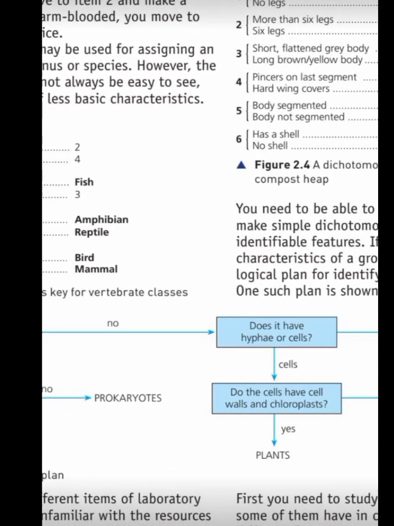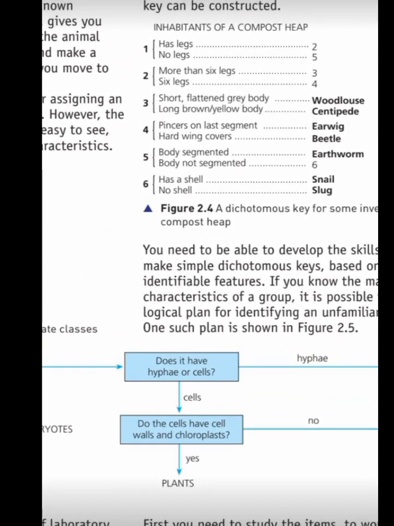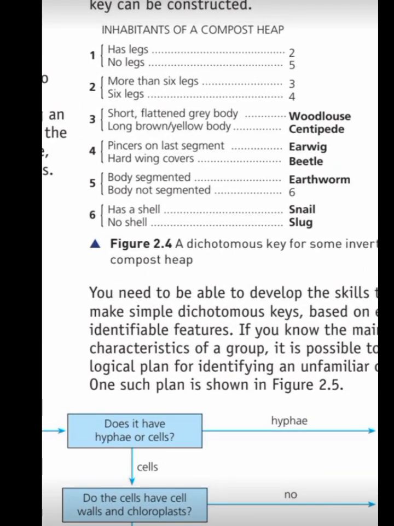Now we have the second example, which is about invertebrates in a composite heap. We will discuss another example, where we have to identify the organisms in the composite heap. In the first step we say that it has legs, and the second choice is that it has no legs.